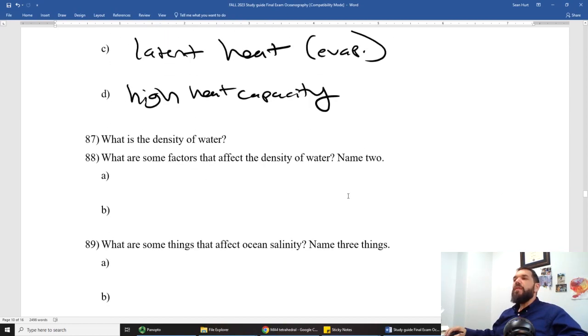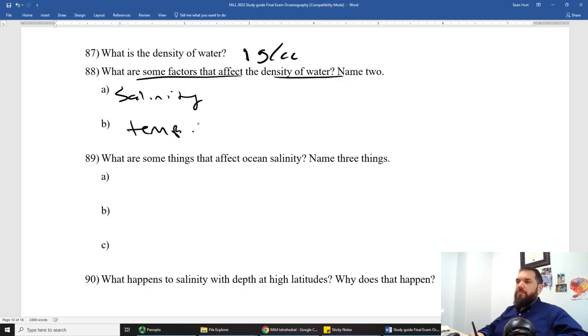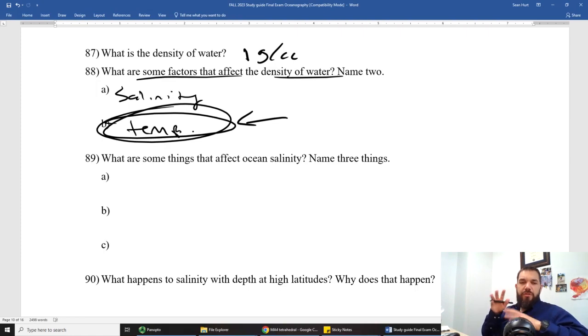All right. So moving on. What's the density of water? You should know that it's 1 gram per cubic centimeter, 1 gram per cc. What are some factors that affect density of water? It's the salinity, and it is also the temperature. The temperature is the more important one, okay? So make sure that you know not only the two factors, but that temperature has the bigger effect. Salinity just kind of tweaks it a little bit, but temperature has the biggest effect.